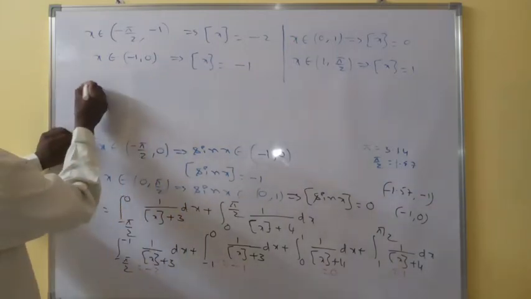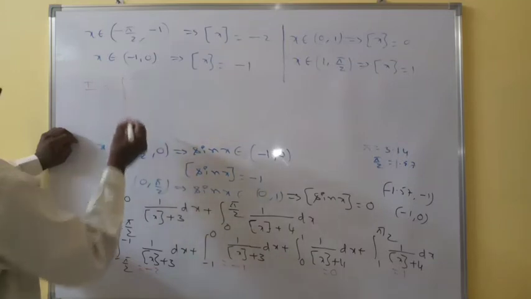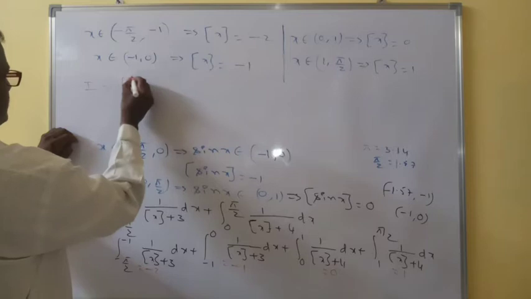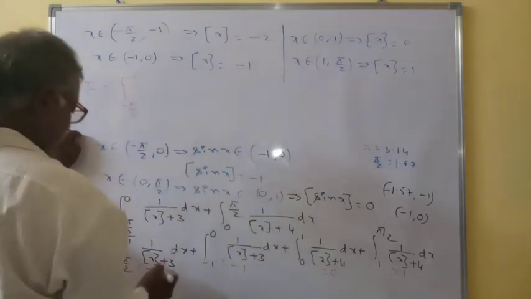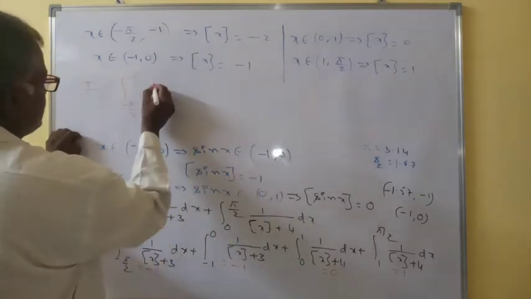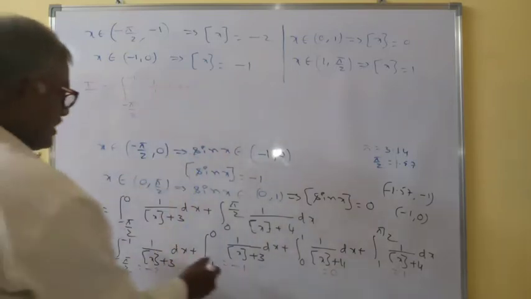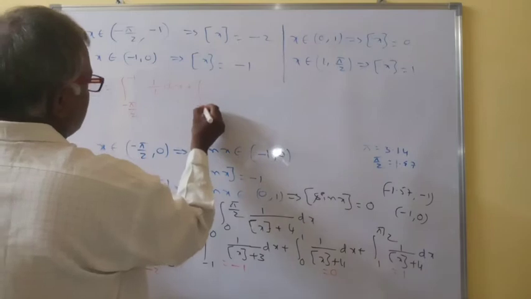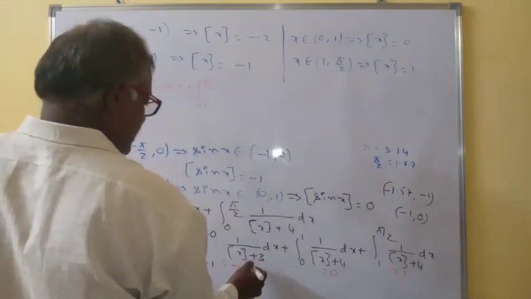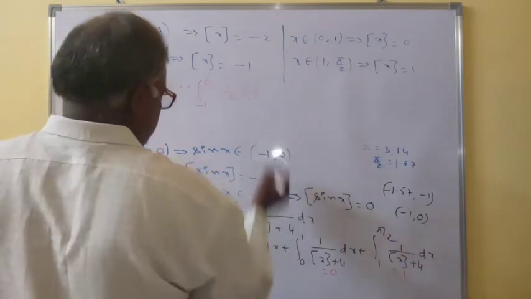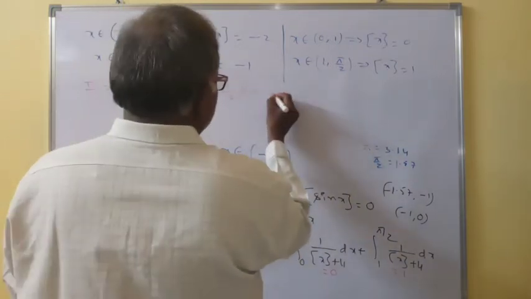So what we have to obtain finally? Integral from minus pi by 2 to minus 1, minus 2 plus 3 gives us 1, so 1 dx. Next here also, minus 1 to 0, minus 1 plus 3 gives us 2. So 1 by 2 dx.